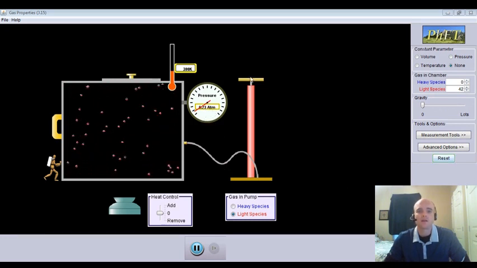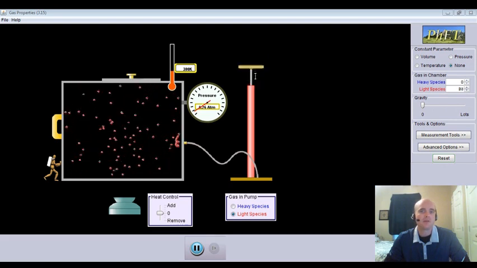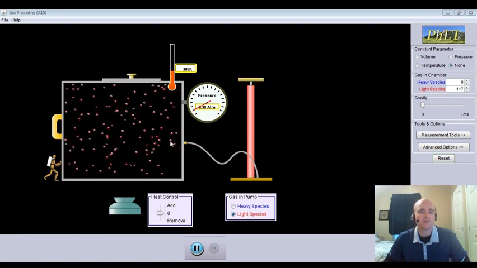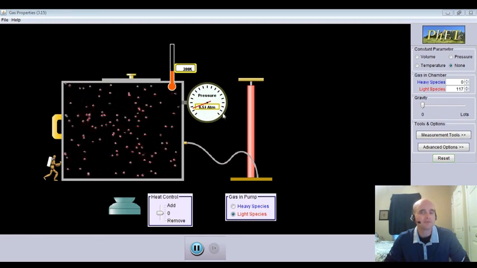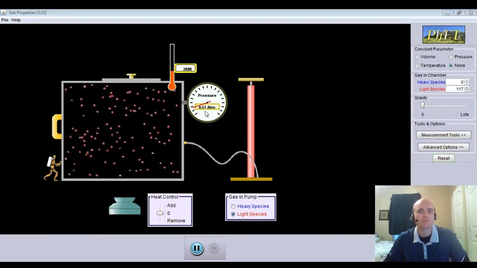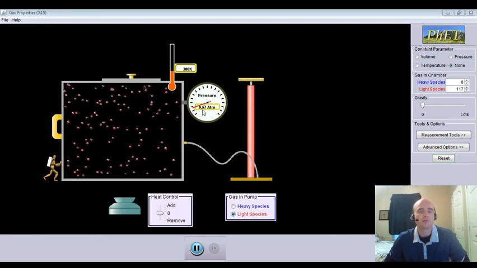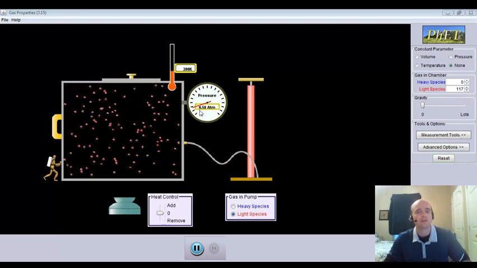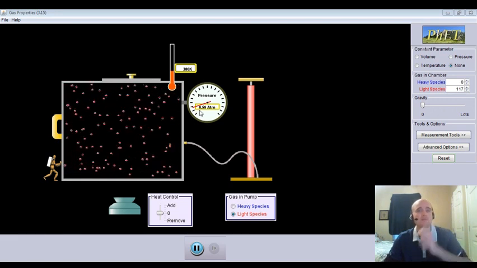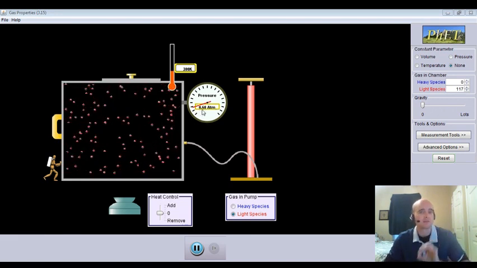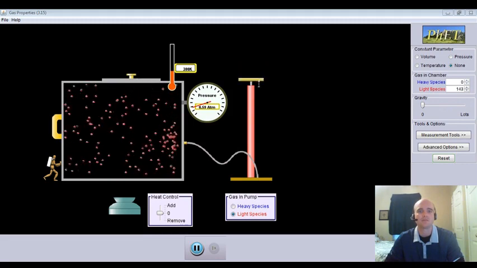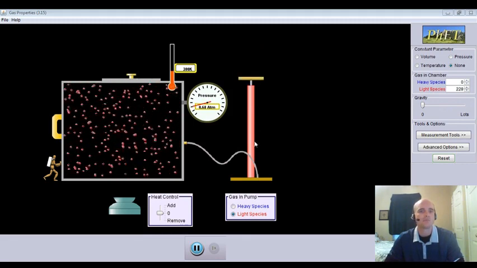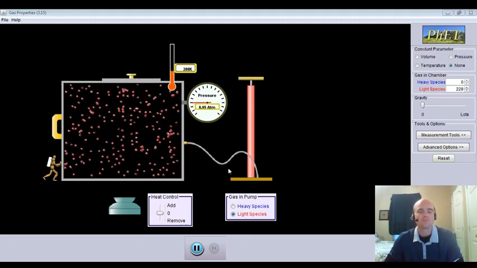I want y'all to notice that if I add more molecules, or give it a couple more pumps, the pressure will now increase as it goes up. So they're directly related. The moles and the pressure are always going to be directly related. That was on the AP test last year. I can also increase them and have them jumbling around.